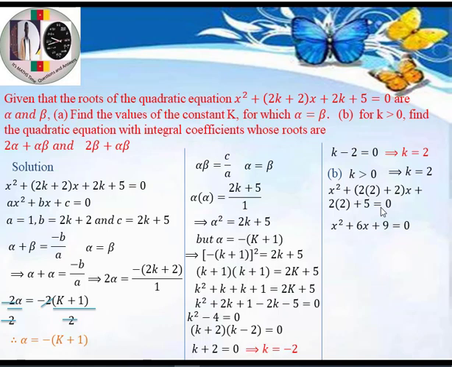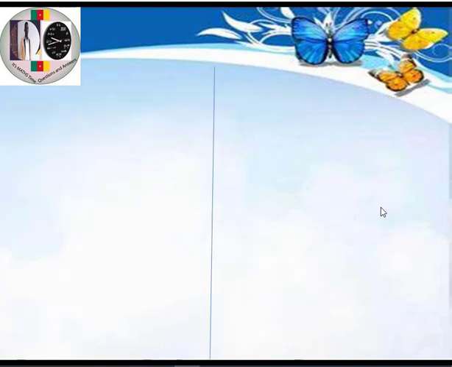So this is the equation that we are going to use to look for a new quadratic equation with integral coefficients whose roots are 2 alpha plus alpha beta and 2 beta plus alpha beta. So to move on, our new equation, as we already know, is x squared plus 6x plus 9 equals to 0, using the value of k greater than 0, which is 2. Again, we need to list the values of a, b, and c, comparing as usual. So a is equal to 1, b is equal to 6, and c is equal to 9.